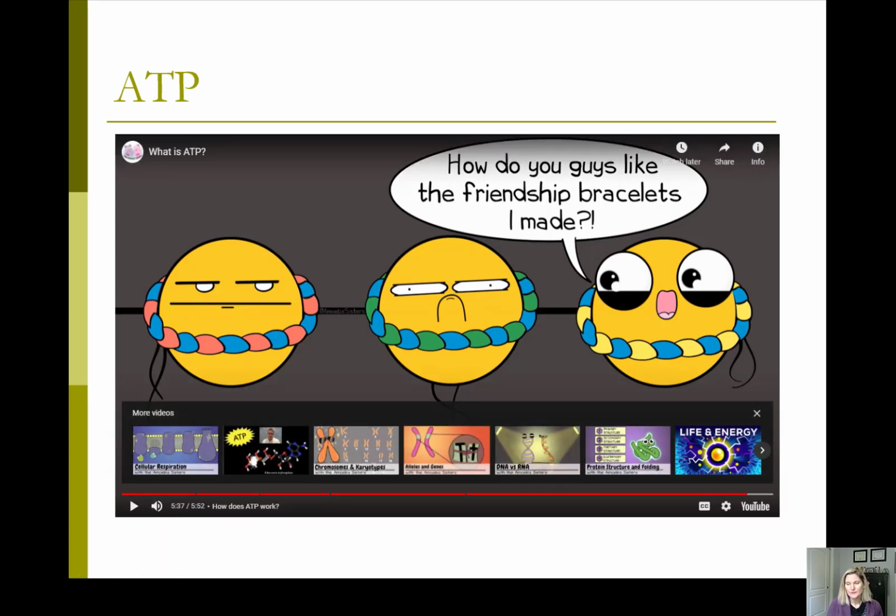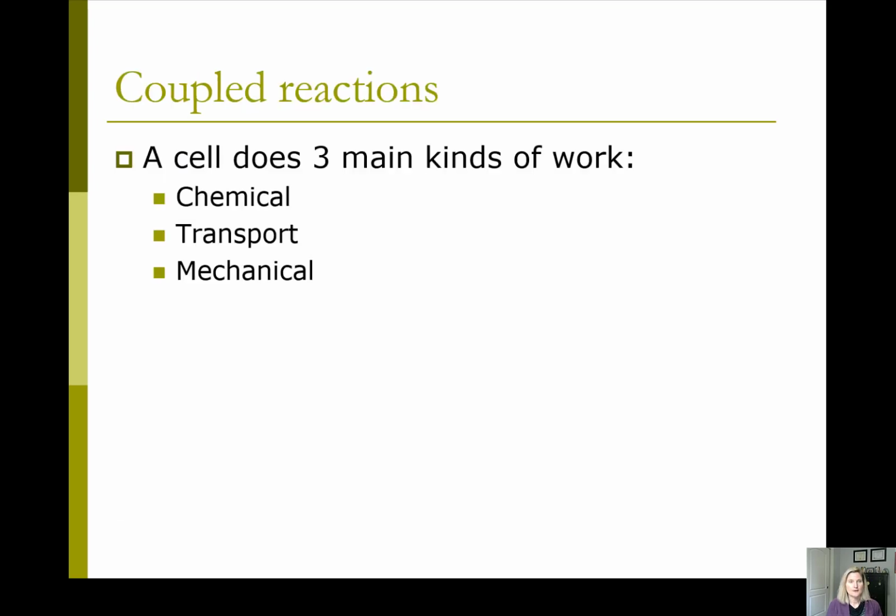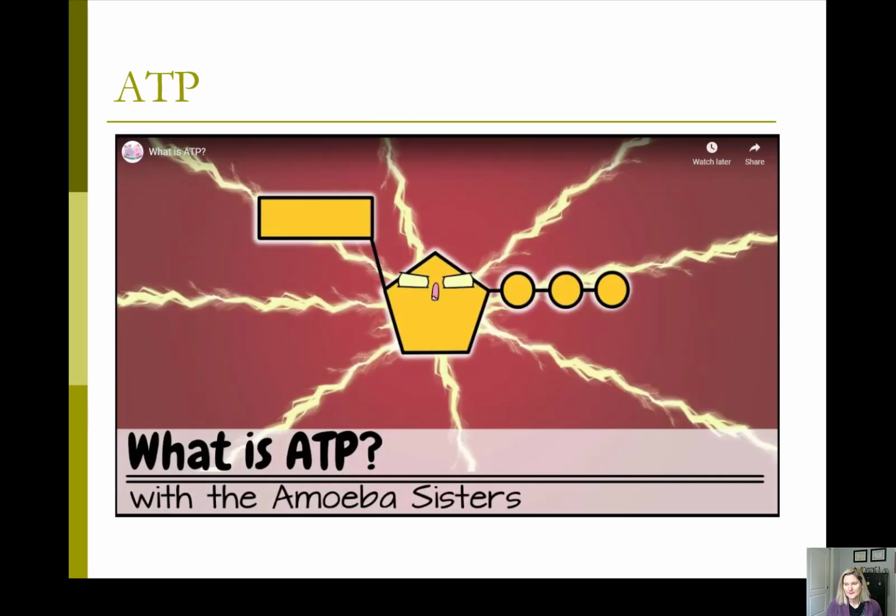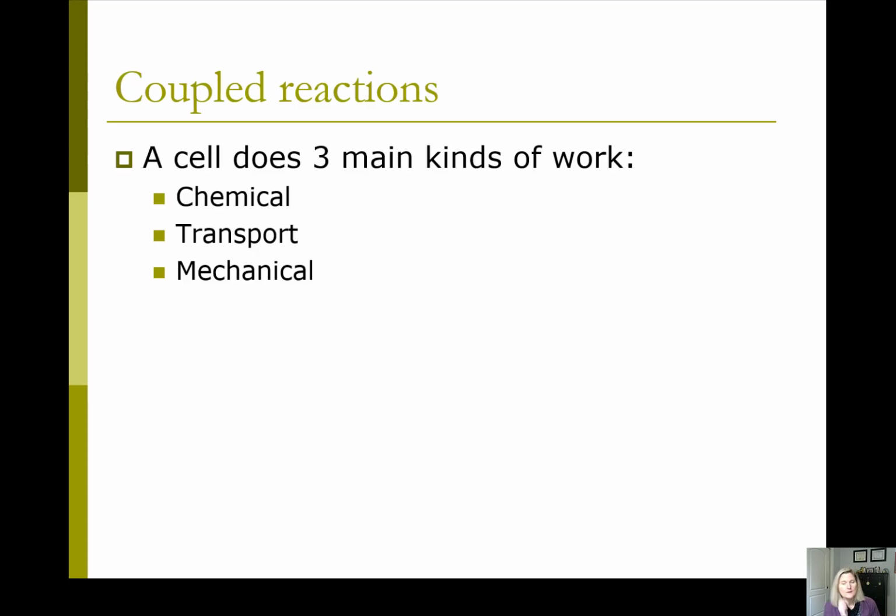Okay, so that was a good introduction into this magical molecule known as ATP. So we're going to be using this molecule ATP, which again stands for adenosine triphosphate, to help explain how cells do their work. There are three main kinds of work that a cell does. It can be chemical work, transport work, or mechanical work. And ATP is the energy source for each one of these types of reactions.